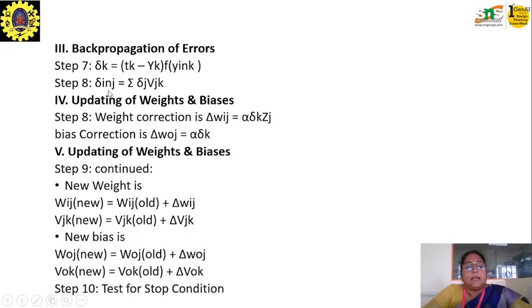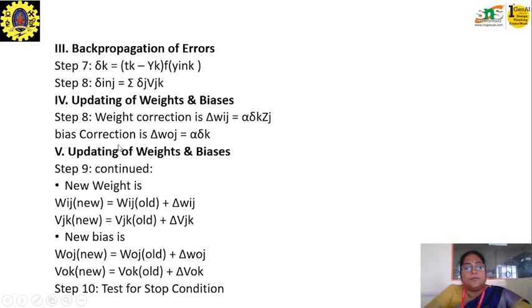And step 8: del inj is equal to the summation of del j into vjk. So the previous layer's backpropagated error is calculated from the sum of all inputs into the weight. After finding the backpropagation error, updation of weight and bias is done here. The weight and bias have to be updated with the formula del wij is equal to alpha into del k, into zj. Del k is the error value, the backpropagation error, and zj is the output of the first layer.